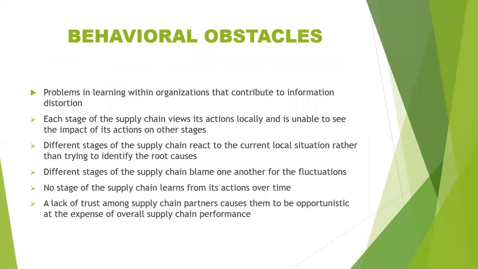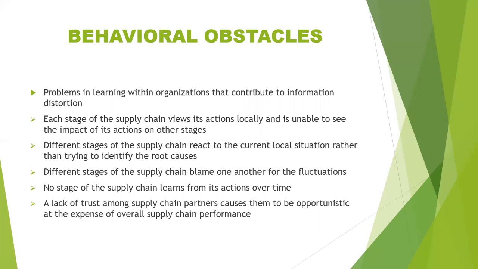The next obstacle is a behavioral obstacle. This obstacle occurs within an organization because of information distortion. Each stage of the supply chain views its action locally and is unable to see the impacts of its actions on the other stages. And usually in a supply chain, there are multiple stages involved together to form the process, that is, to give the products to the customer.